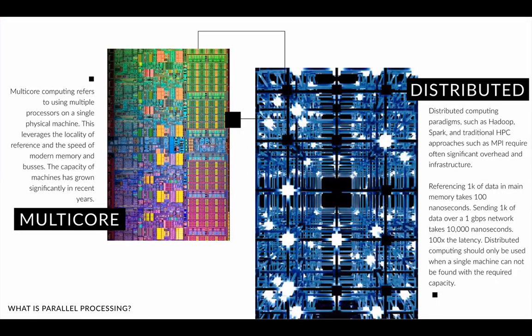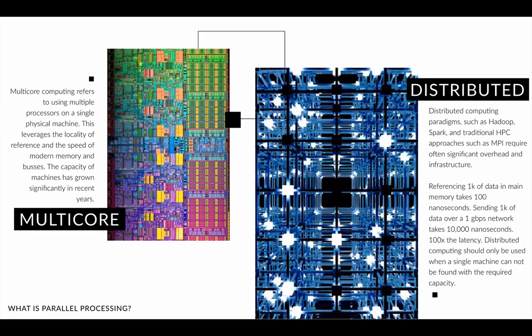Multi-core computing refers to using multiple processors on a single physical machine or image. This leverages the locality of reference and the speed of modern memory and buses. The capacity of machines has grown significantly in recent years. However, distributed computing paradigms such as Hadoop, Spark, and traditional HPC approaches such as MPI often require significant overhead and infrastructure. These leverage processors across many different computers through the network.